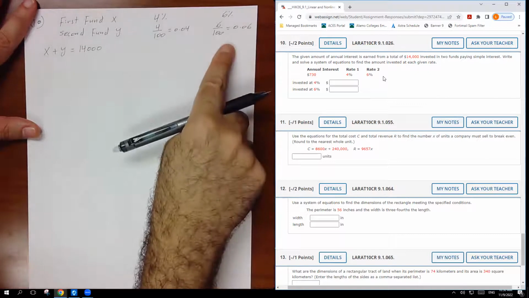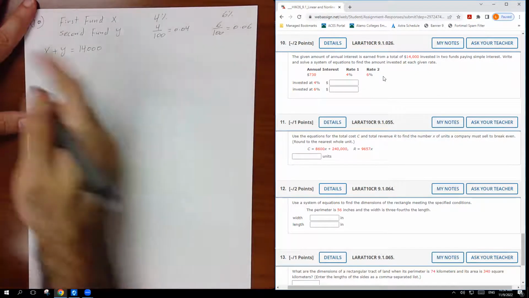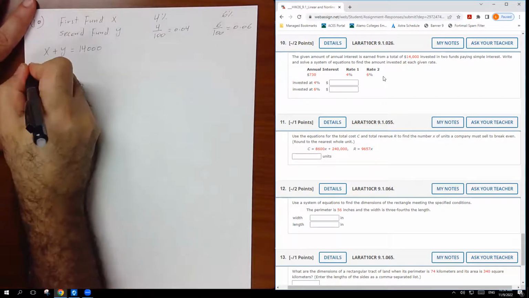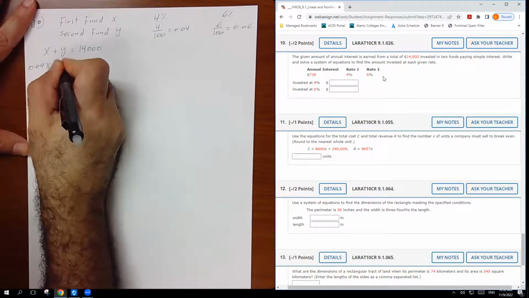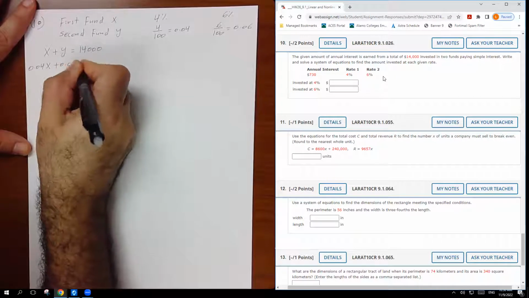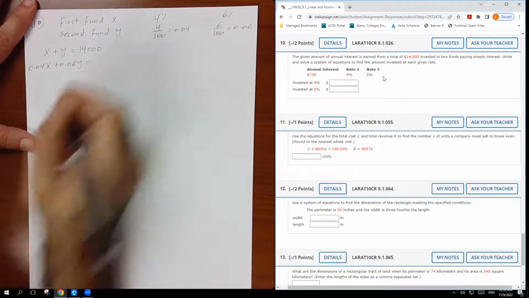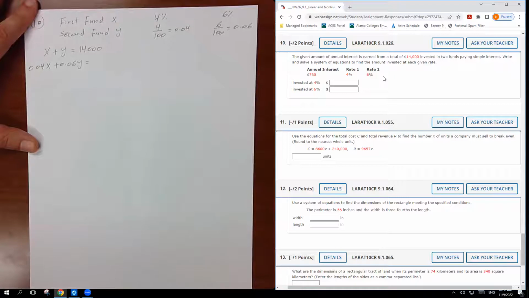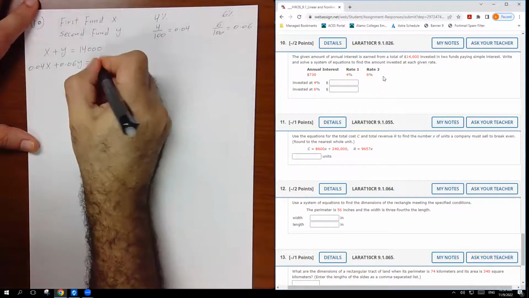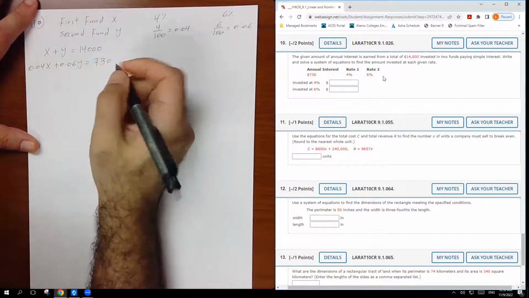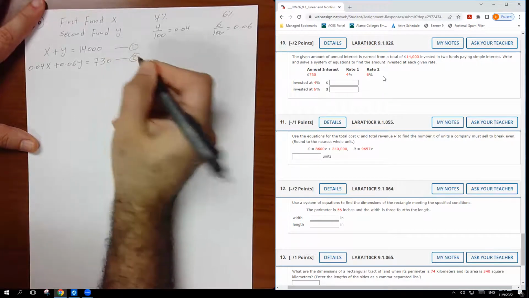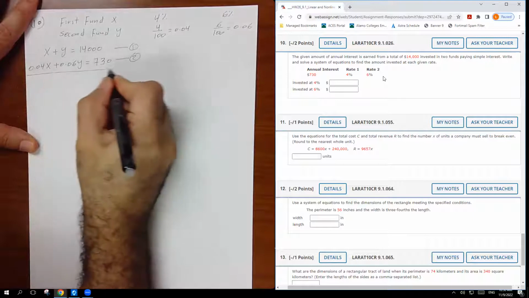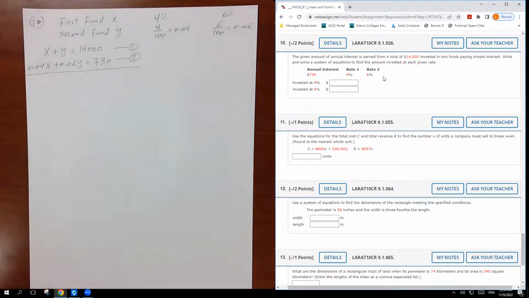For the second one, this is for the Y and this is for the X. That means it's going to be 0.04X plus 0.06Y is going to be equal to, how much is the interest? 730. So this is our first equation, and here is the second one. Now we need to solve this system. How are we going to solve it?